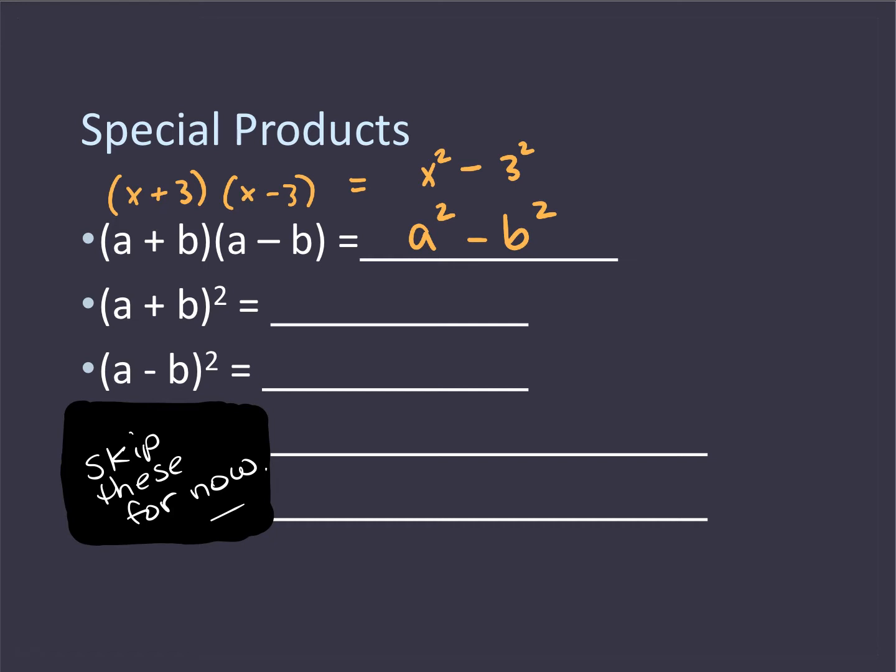So special products are just shortcuts instead of FOILing. If you forget one of these, then just FOIL it out. Next, if we have an a plus b squared, when we FOIL it out, it ends up being a squared plus 2ab plus b squared.